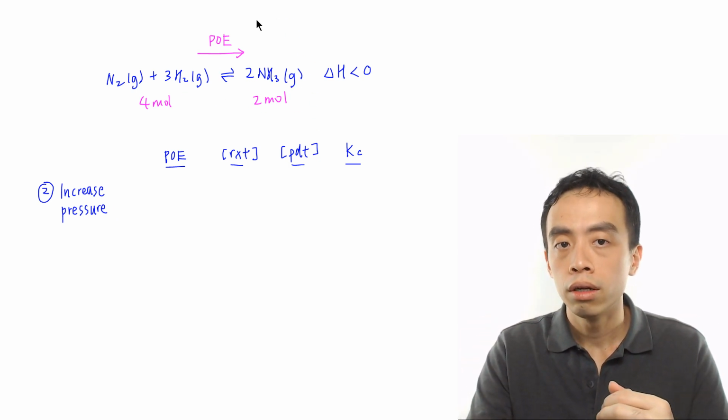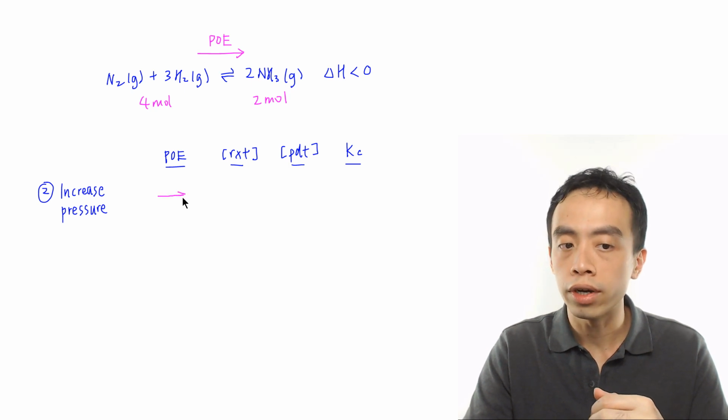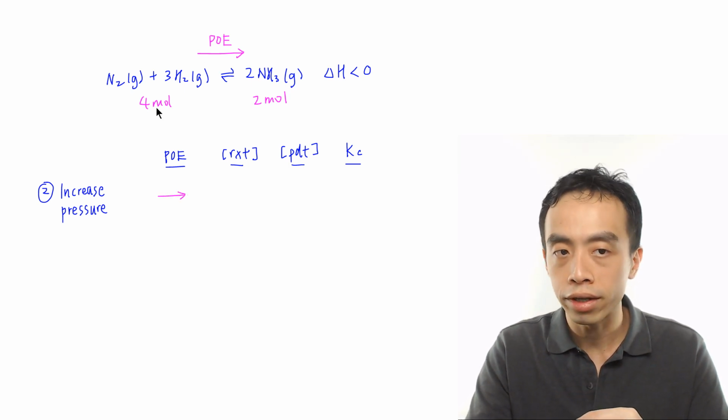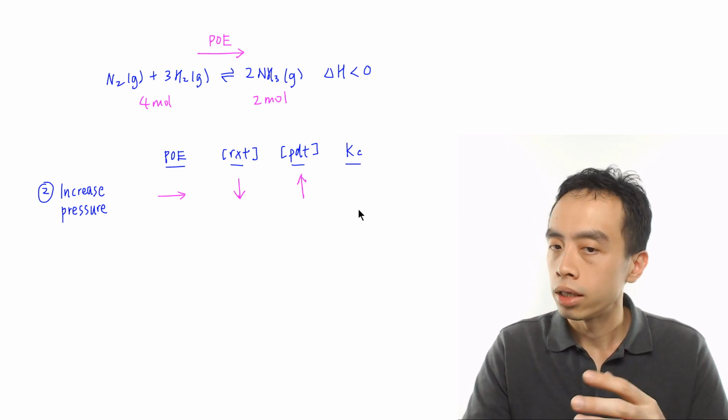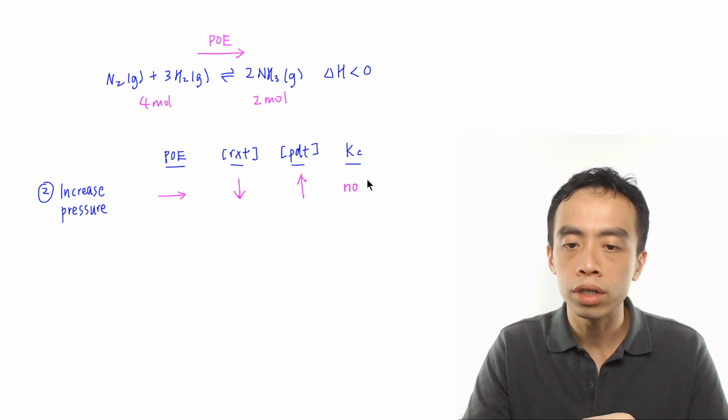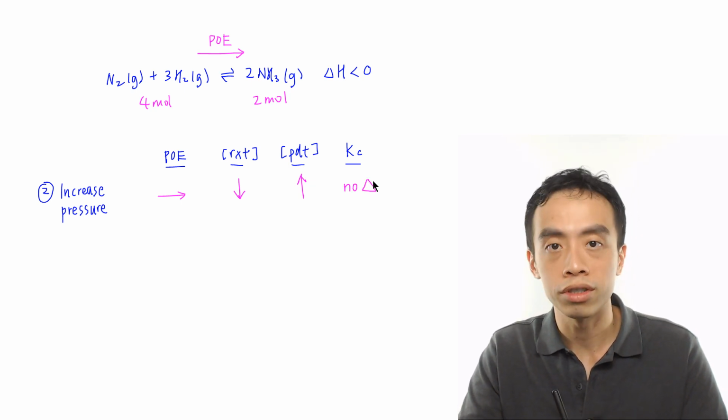So in this case, the position of the equilibrium will shift towards the right hand side, form less reactants, form more products. So concentration of reactant will drop, concentration of the product would go up. Again, K is not affected by changes in pressure. There's no change in the Kc expression.